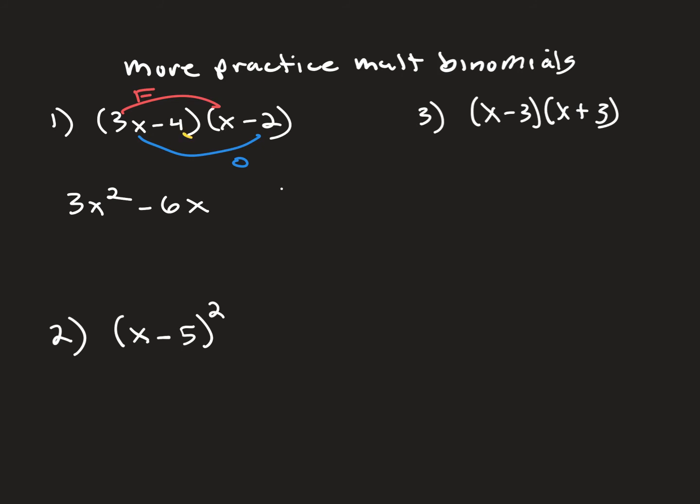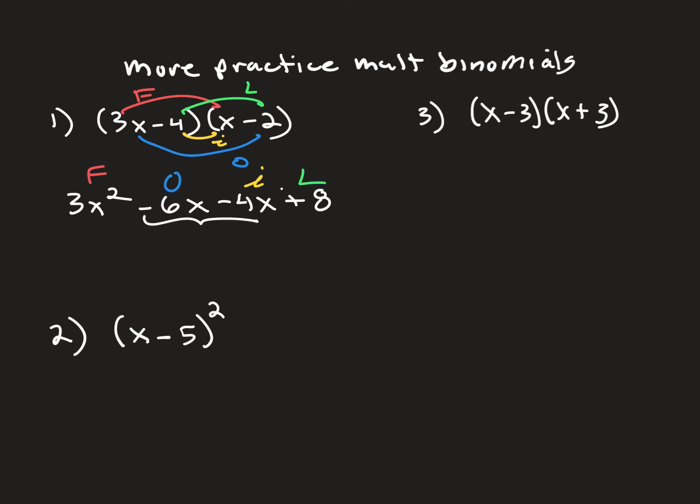And then we're going to multiply the inside ones together. Negative 4 times x is negative 4x. And then we multiply the last ones together. Those are the last ones in the parentheses. Negative 4 times negative 2 is a positive 8. So there is our first ones, our outside, our inside, and our last.